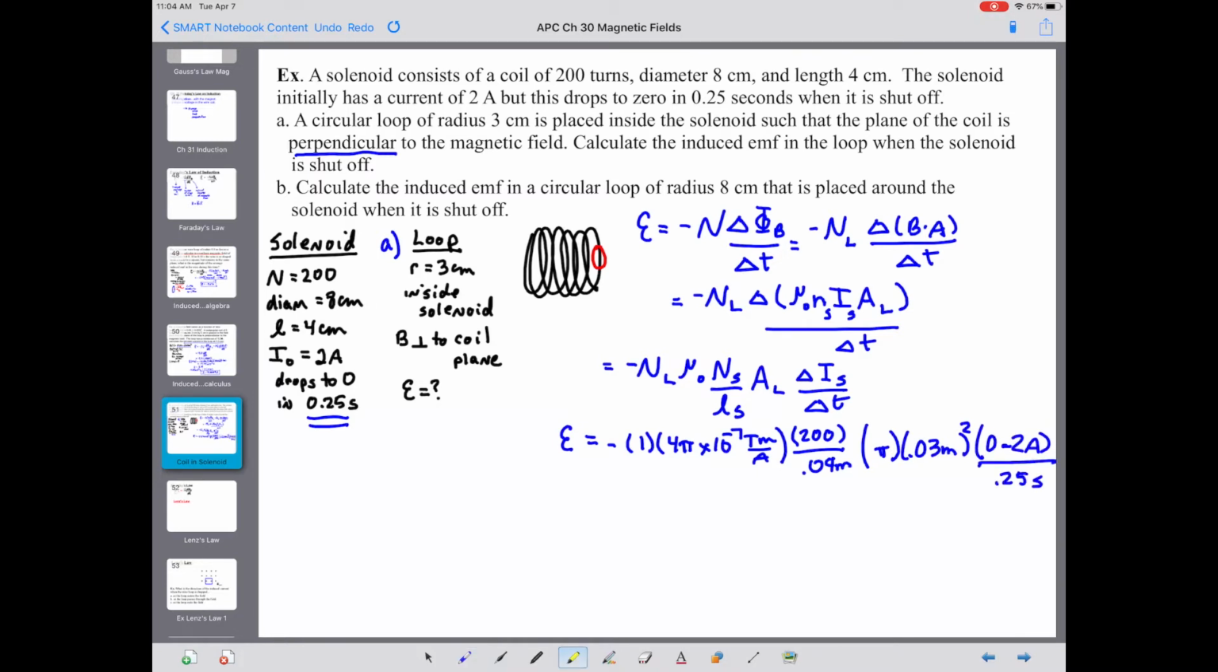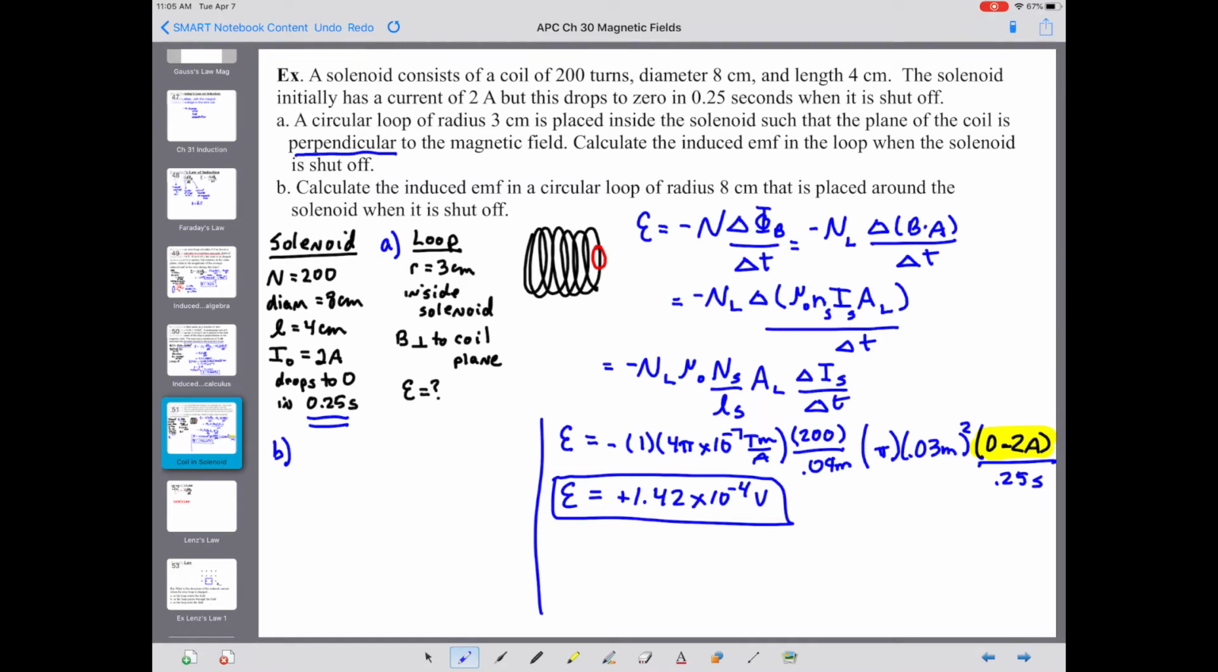notice as I plugged in numbers, I sequentially went through everything and plugged it in, but when I got to the change in the current, it is final minus initial, so that's 0 minus 2 amps. So the combination of that negative and the negative at the beginning is going to give us a positive value for the answer. And so then the induced EMF, we're going to get a positive 1.42 times 10 to the negative 4th volts. Part B.